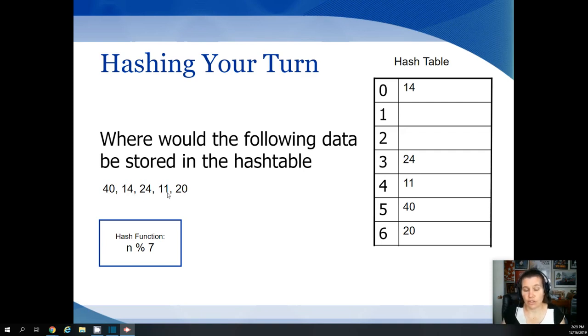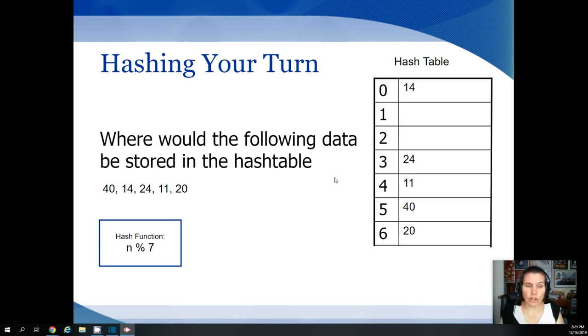11, 7 only goes in one time. So 7, 8, 9, 10, 11 with 4 left over. Our 11 is going to go at position 4. And 20 is going to go in position 6 because you've got 7, 14. That's the highest you can go, 14 with 6 left over. So 20 mod 7 is 6, and that goes in the 6th position.